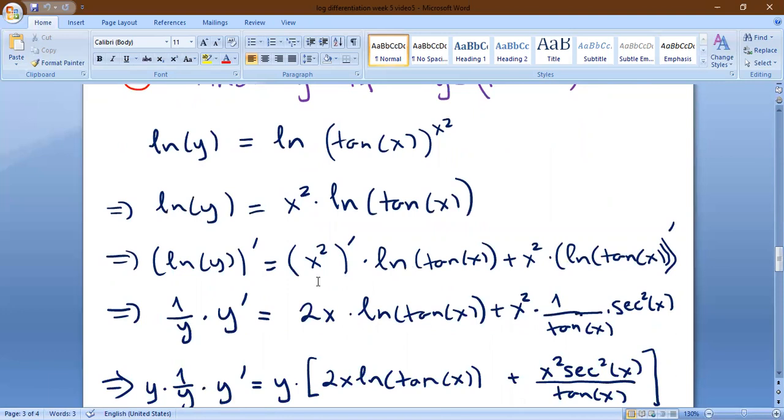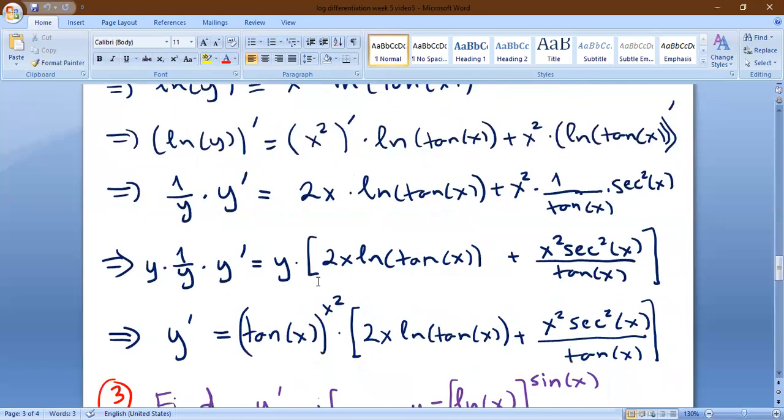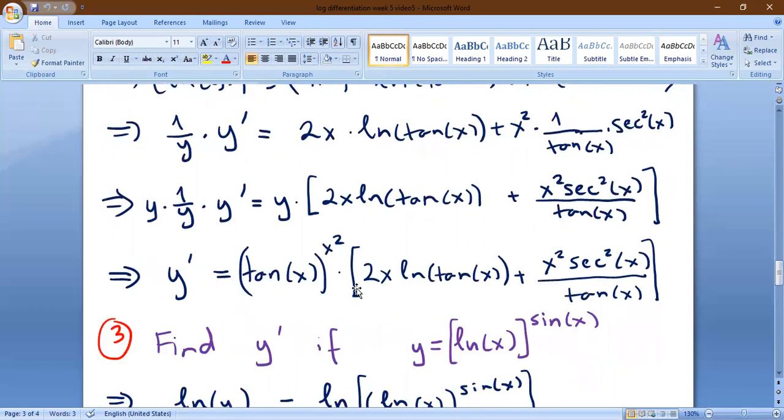So we write the product rule: derivative of x squared times ln of tangent x plus x squared times the derivative of ln of tangent x. The derivative of x squared is 2x. The derivative of ln of tangent x is 1 over tangent x times the derivative of tangent x, but the derivative of tangent is secant squared. So we multiply both sides by y. That gives us y prime equals y times that expression in the bracket, but y is equal to tangent of x to the x squared. So that's the final answer for the derivative.